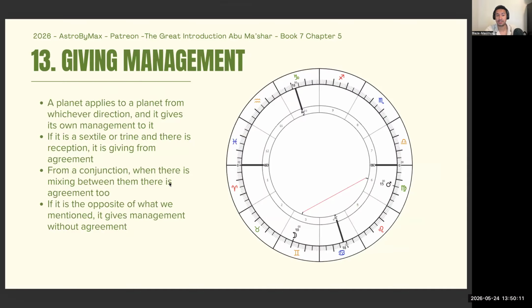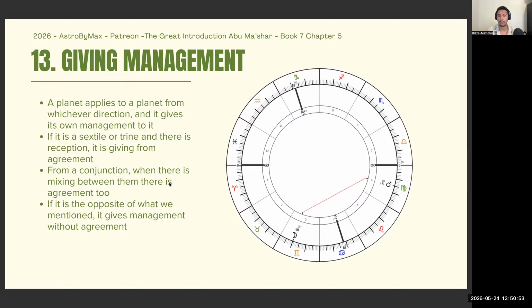There's also giving management too. A planet applies to a planet from whichever direction, and it gives its own management to it. And if it's a sextile or trine and there is reception, it is giving from agreement. So the situations of the moon in Gemini here, for example, are being brought over to Mars in Virgo. And if it's from a conjunction, when there is mixing between them, there is agreement too. And if it is the opposite of what we mentioned, it gives management without agreement, which is what we see here, that there isn't really any reception between Mars and the moon. I think, actually, no, you could probably say that there's some decan here. Maybe this is the decan of Mars, the second decan of Gemini. So you could say maybe.